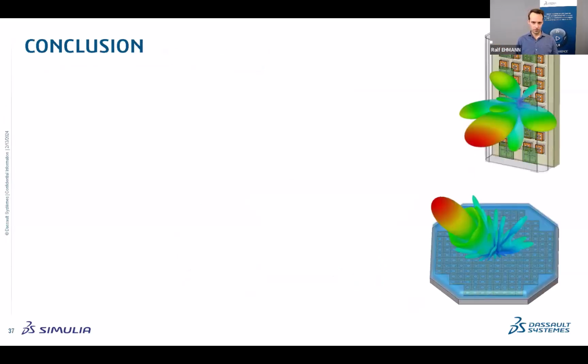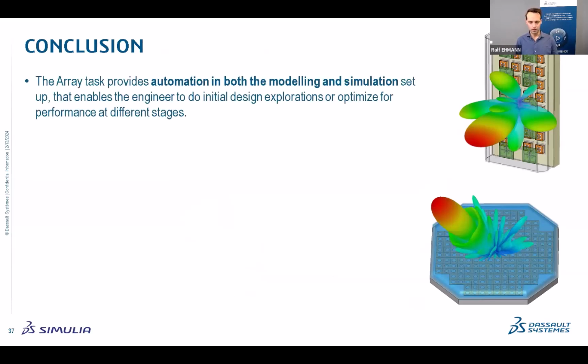Yes, so this brings me then to the conclusion. Hopefully it was not too fast and you could at least catch a few points there. The array task provides automation in both modeling and simulation setup, and it enables the engineer to really do initial design explorations or even to optimize for performance at different stages. So we've been talking about unit cells, but also the finite arrays, or just approximating finite arrays by using simulation zones. And then there's a range of solvers. So for all the different applications, there are specific solvers to choose from, and even verify results by doing single port calculations with one or the other.